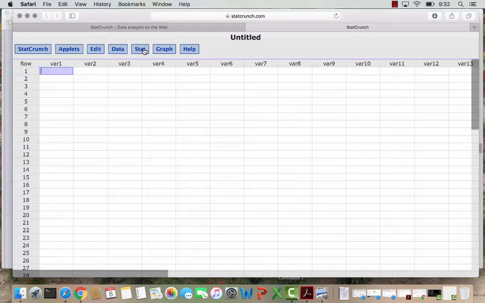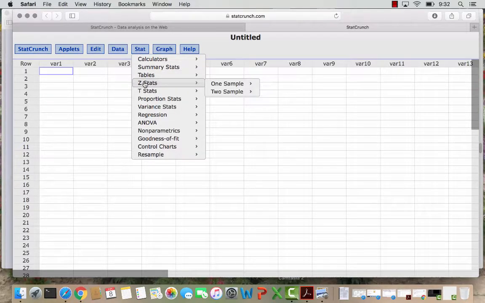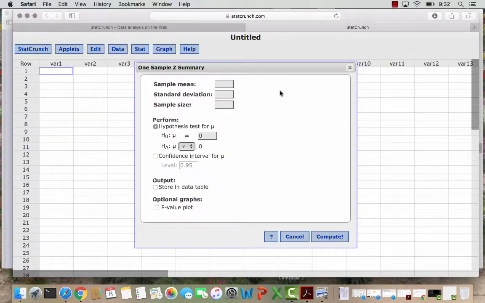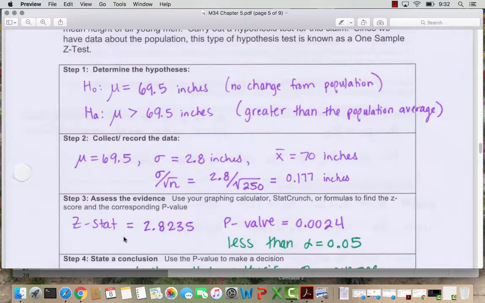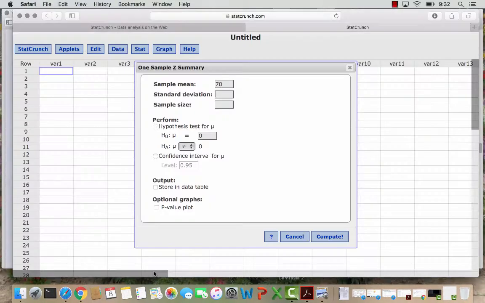We're going to go to Stat, Z Stats. This is one sample because we're just looking at one group. Then we're going to say with summary; with data would be if we had a whole data file behind us. Our sample mean was 70 inches. The standard deviation, if we look back, is 2.8 inches. Our sample size is 250 young men. And then we're comparing it to the population mean, which is 69.5.